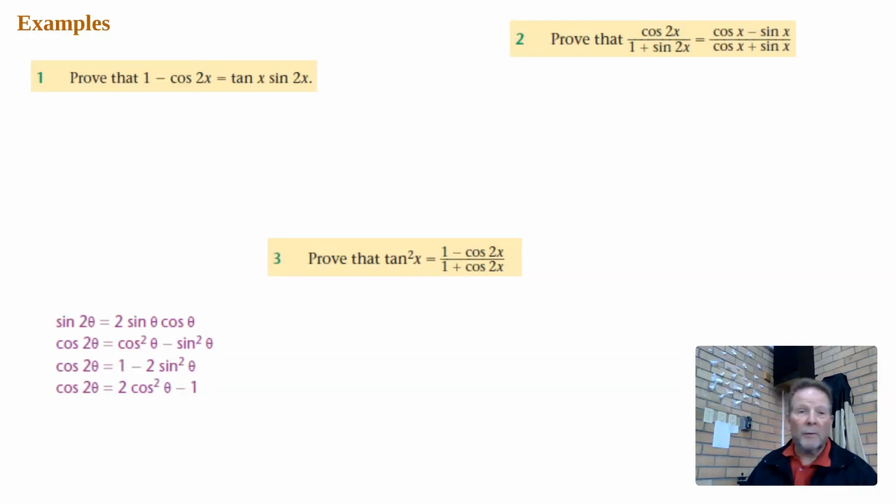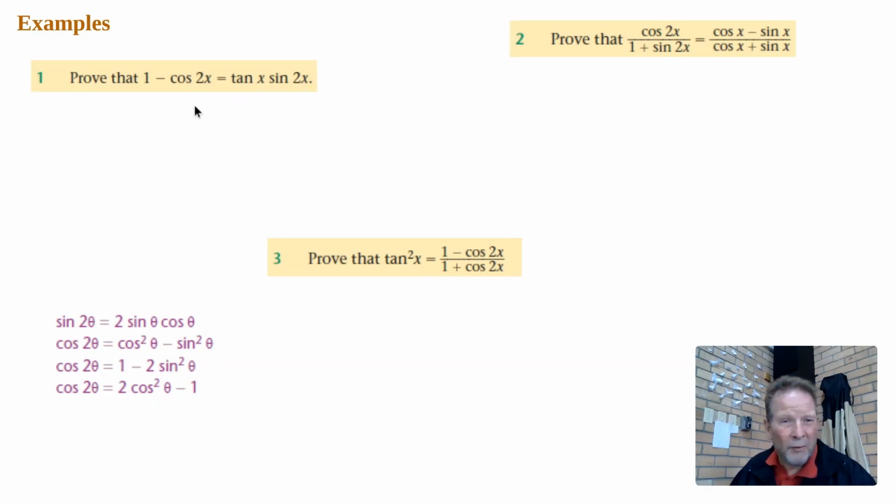Some examples of proving identities. They've got three of them here, and let's just try it. Now, these are your double angle identities here, and I think they're the ones we're going to use in these questions pretty well. And let's just try it. We're going to say, prove that 1 minus cos 2x equals tan x times sine 2x.